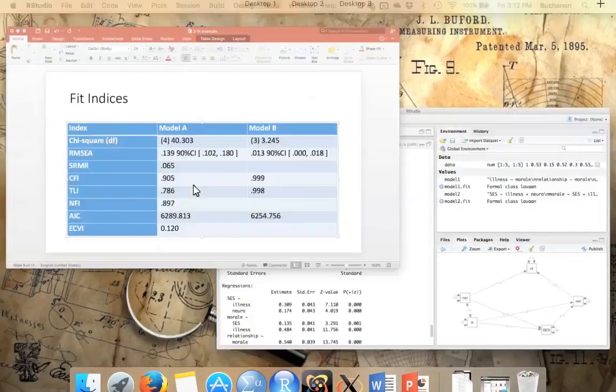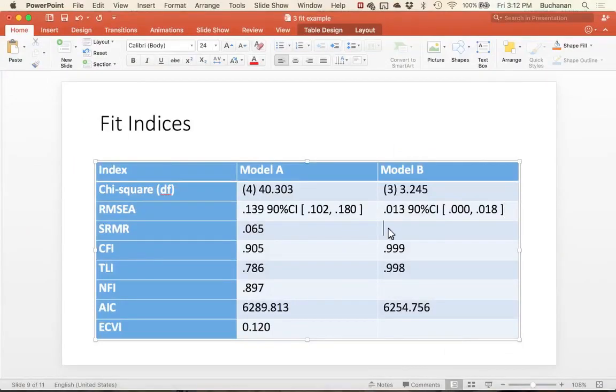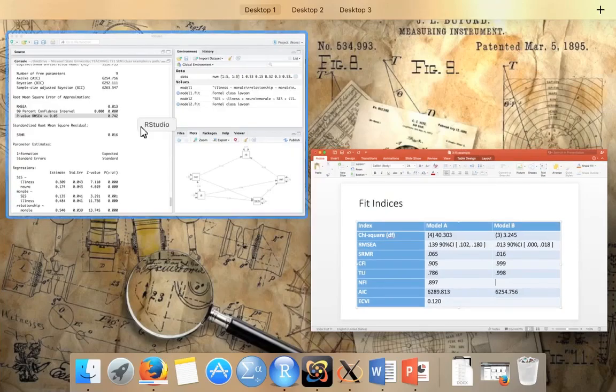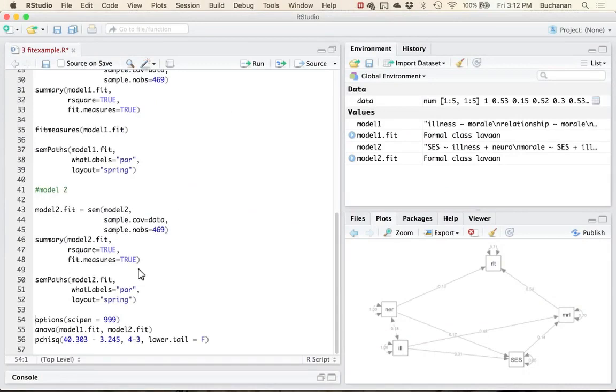SRMR is 0.16, sorry. And then I need to use my fit measures code here.